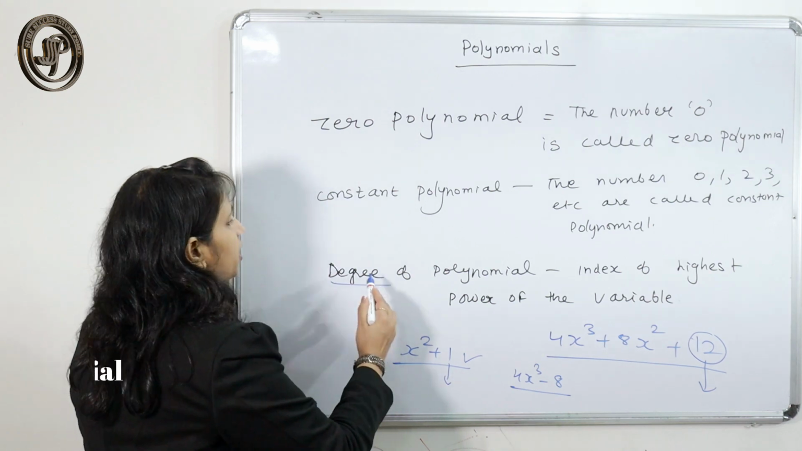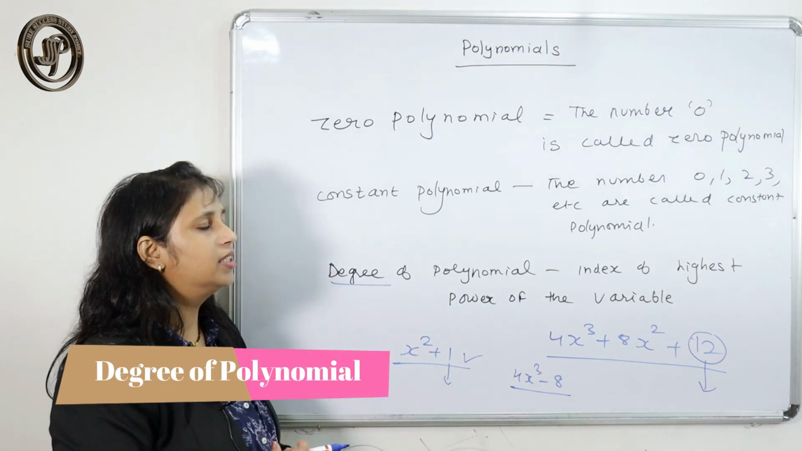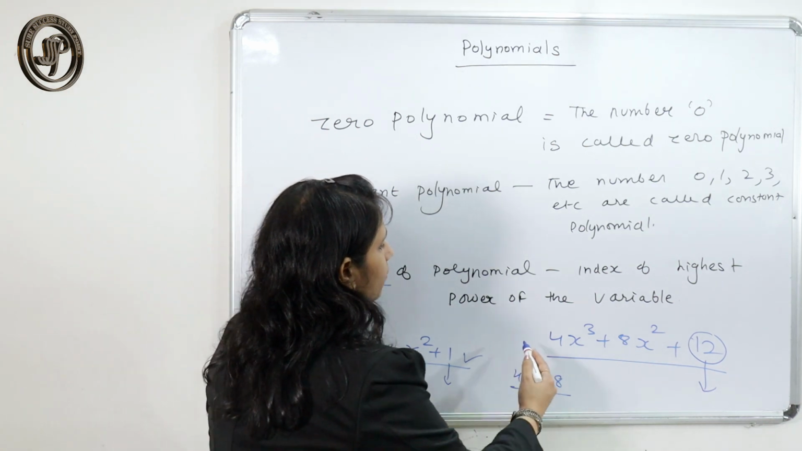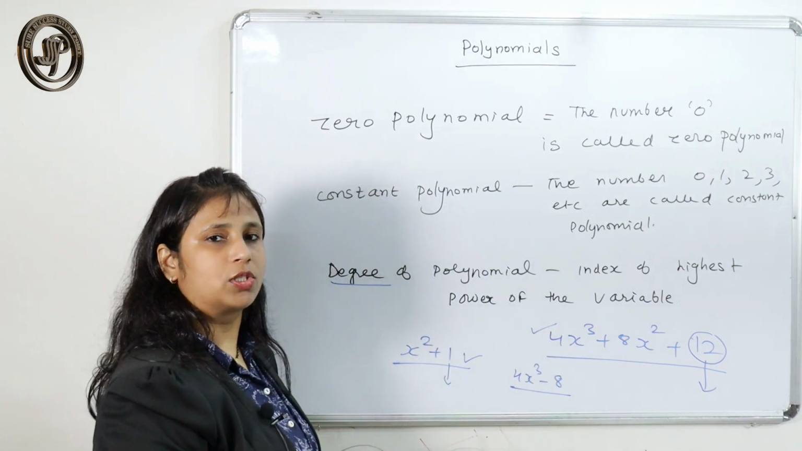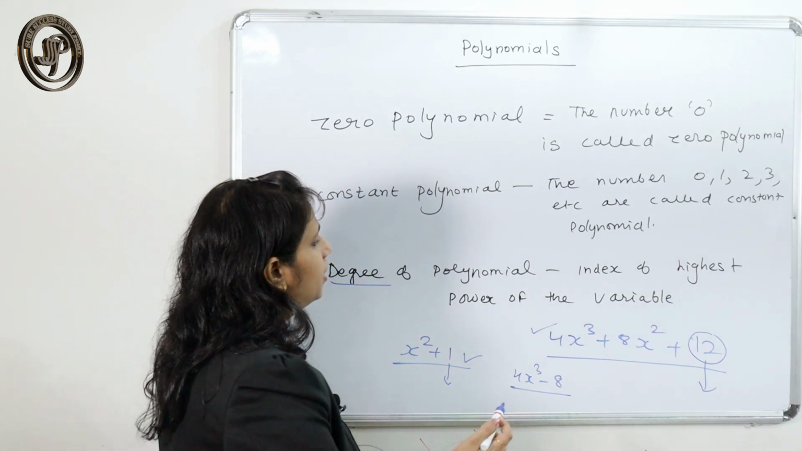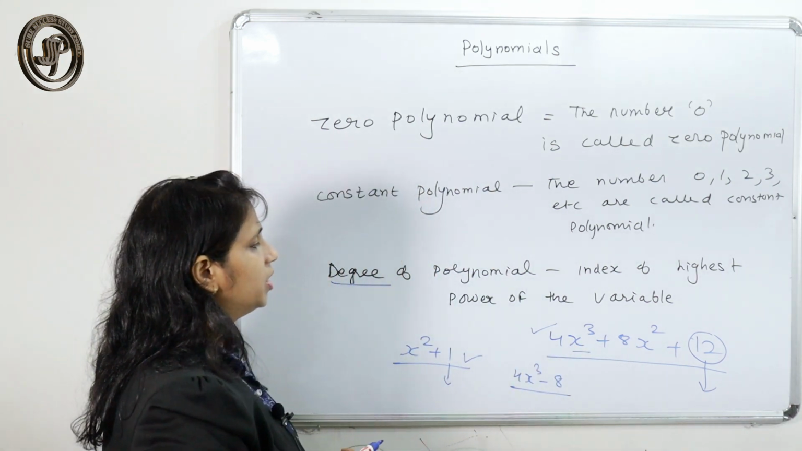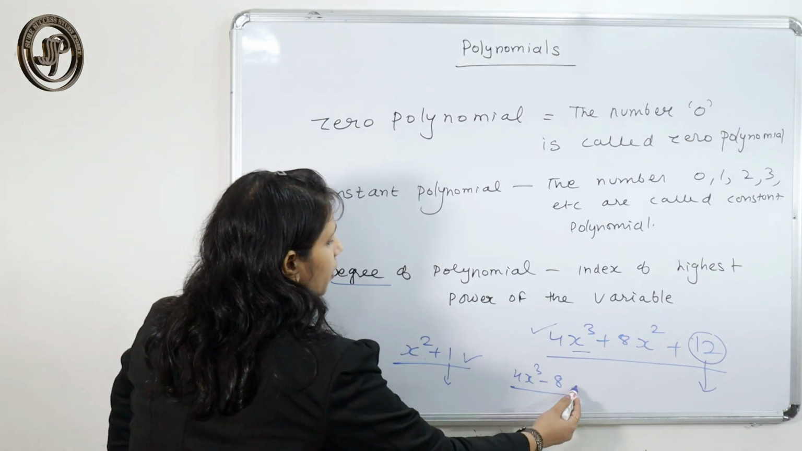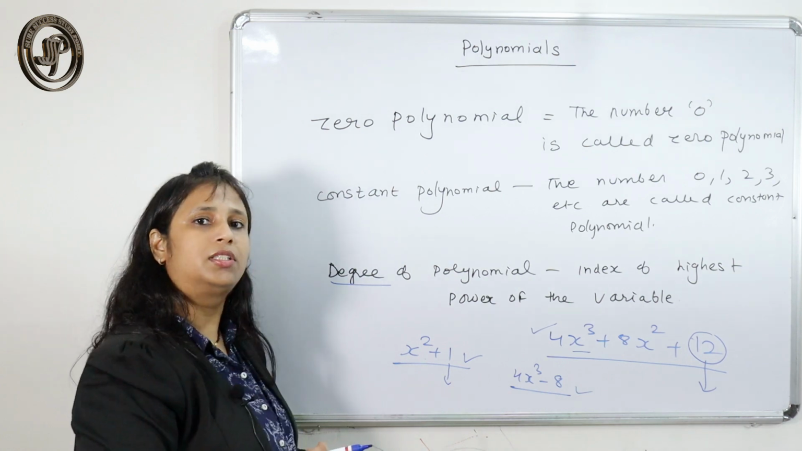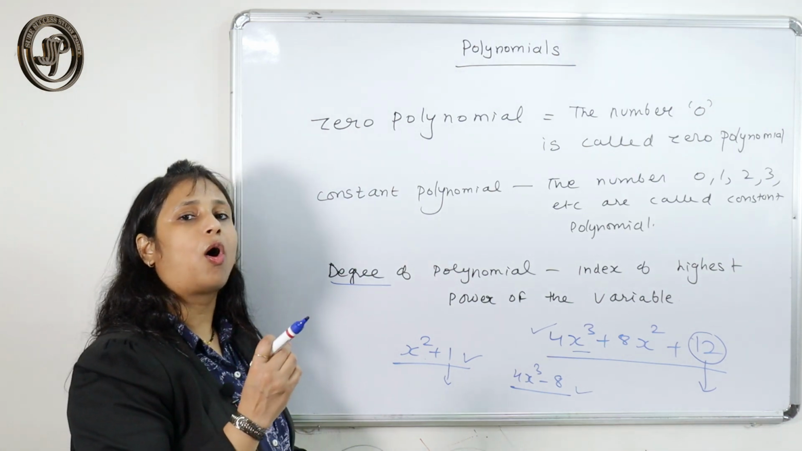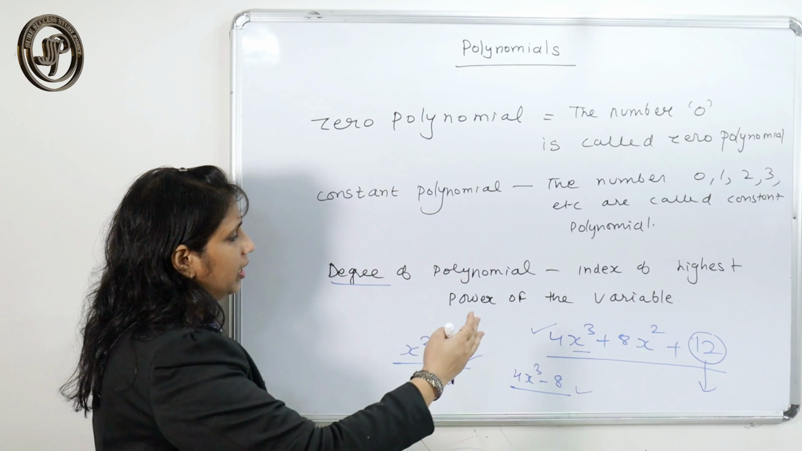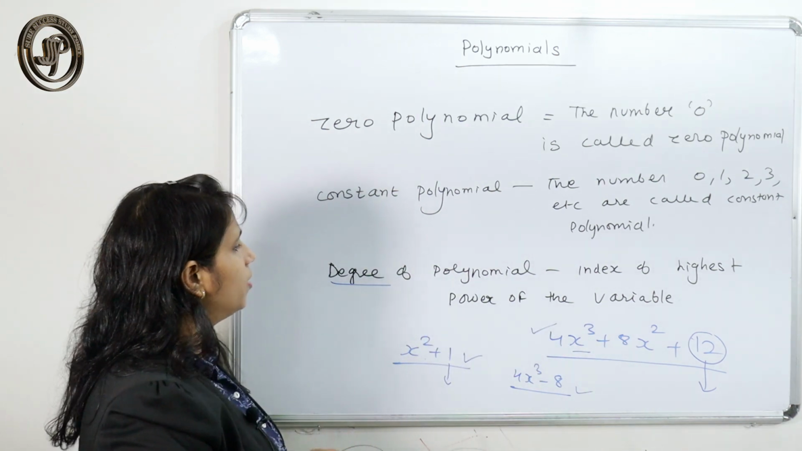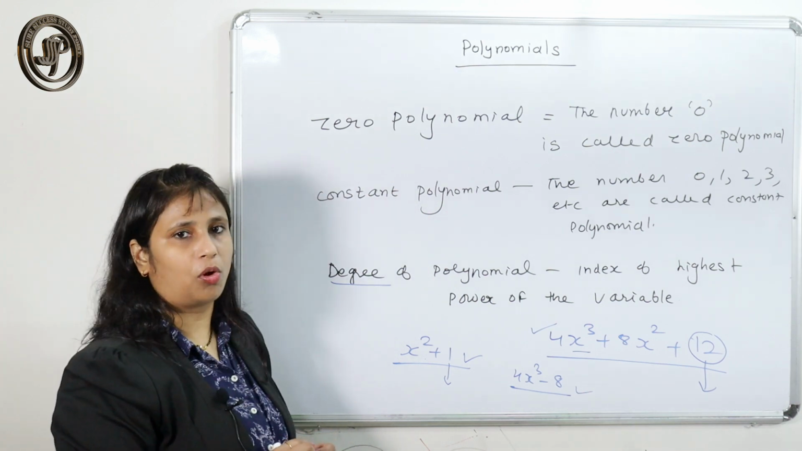Now what is degree of polynomial? The highest power of the variable, that is what is called degree of polynomial. If in this polynomial I just want to find the degree, then the degree will be how much? It is 3. Here the degree is 2, the highest power. The degree is 3, the highest power of the term. So the highest power of the variable, that is what is called degree.